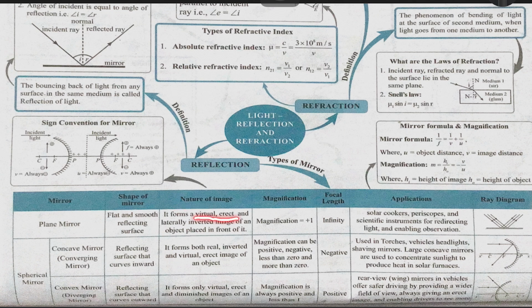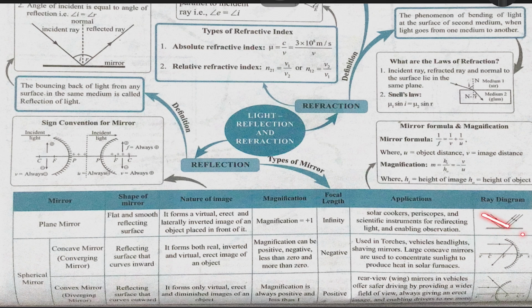Coming to the nature, it forms a virtual, erect, and laterally inverted image. Its magnification is +1 and focal length is infinity. Its applications: it is used in solar cookers, periscopes, and scientific instruments for redirecting the light, which enables observation. And this is the ray diagram.